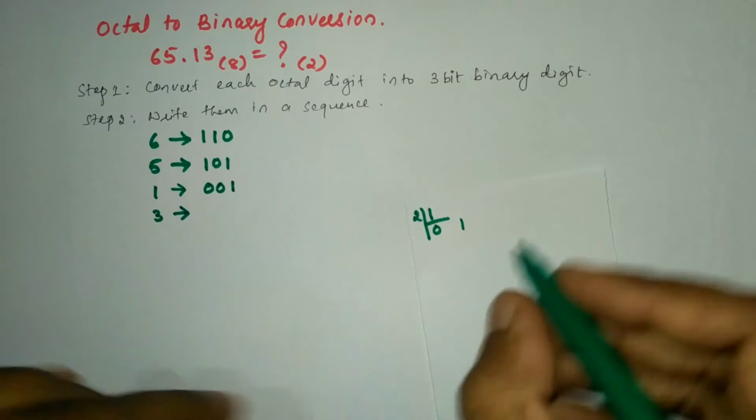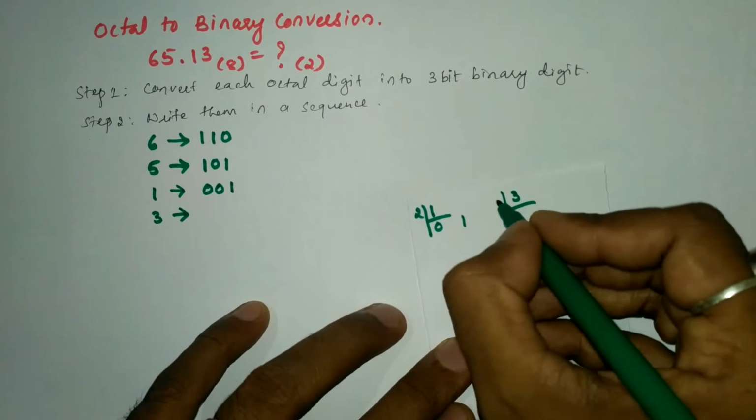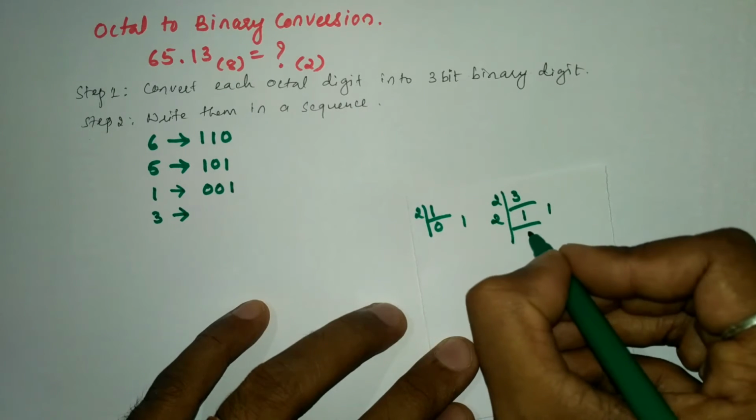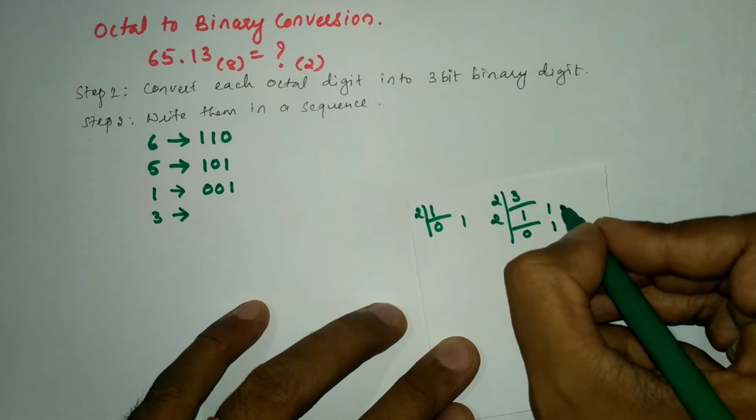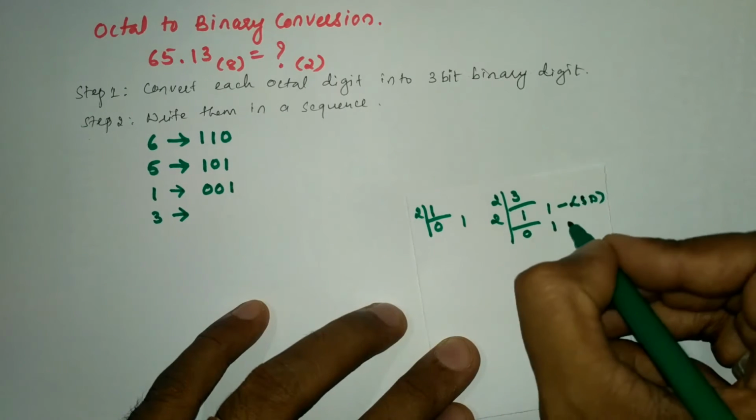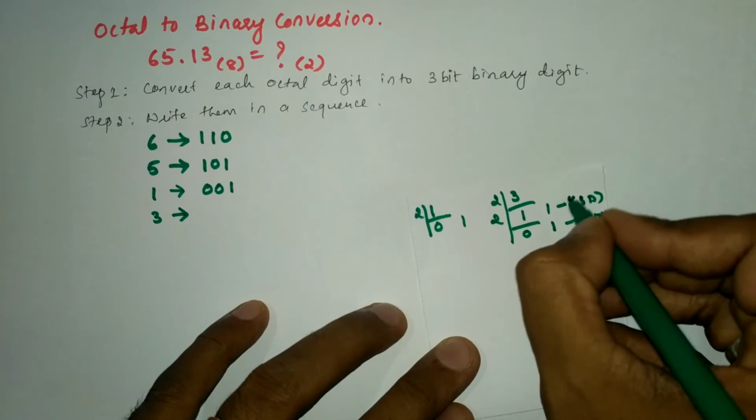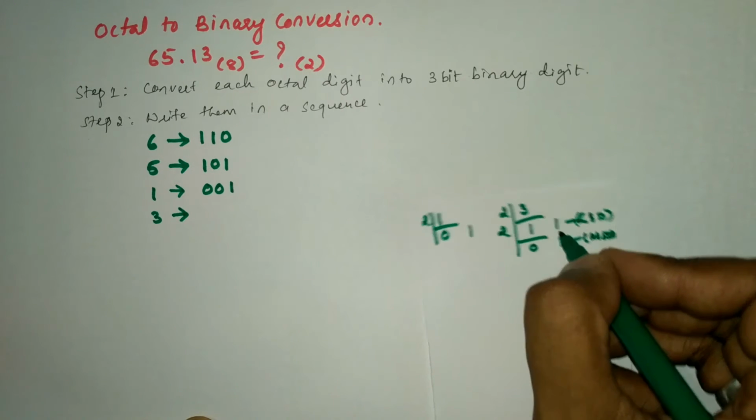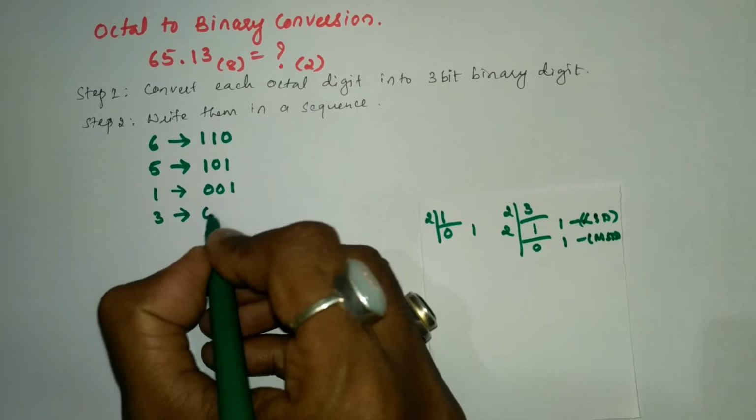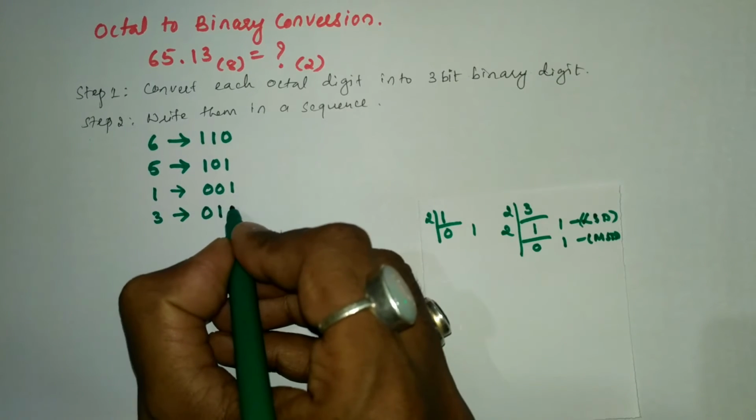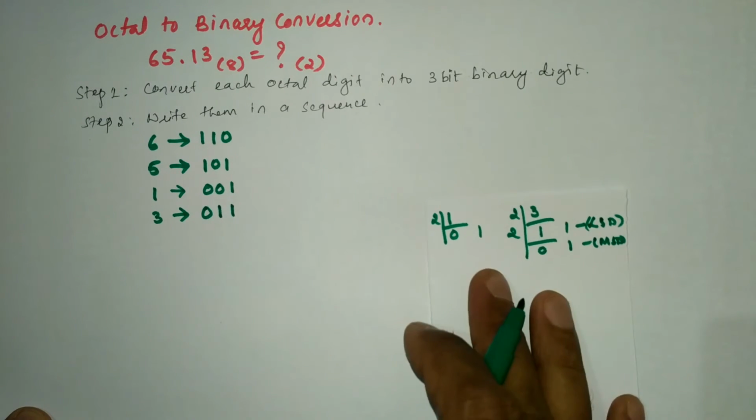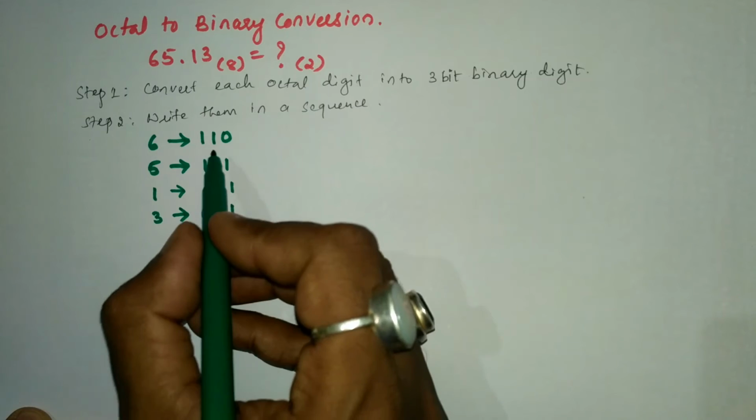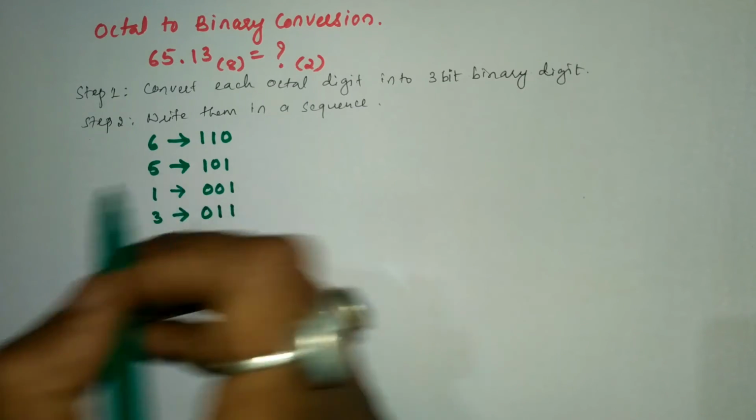Next digit is 3. So divide 3 by 2. 2 1s are 2, 1 is remainder, 1 cannot be divided by 2, hence quotient becomes 0, this one will become remainder. So this is the least significant digit and this one is the most significant digit. So we'll have to write from most significant digit to least significant digit. So here I'm going to write 1 1. So you can make a group of 3 bits, 0 1 1. Why 3 bits? Because 2 to the power 3 is 8, hence we have to write all these digits in 3 bits.